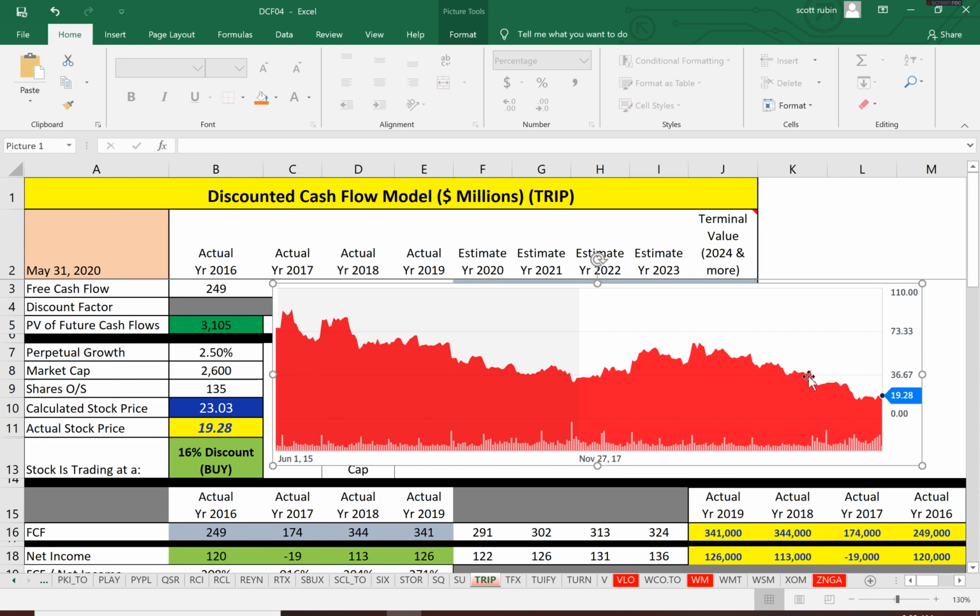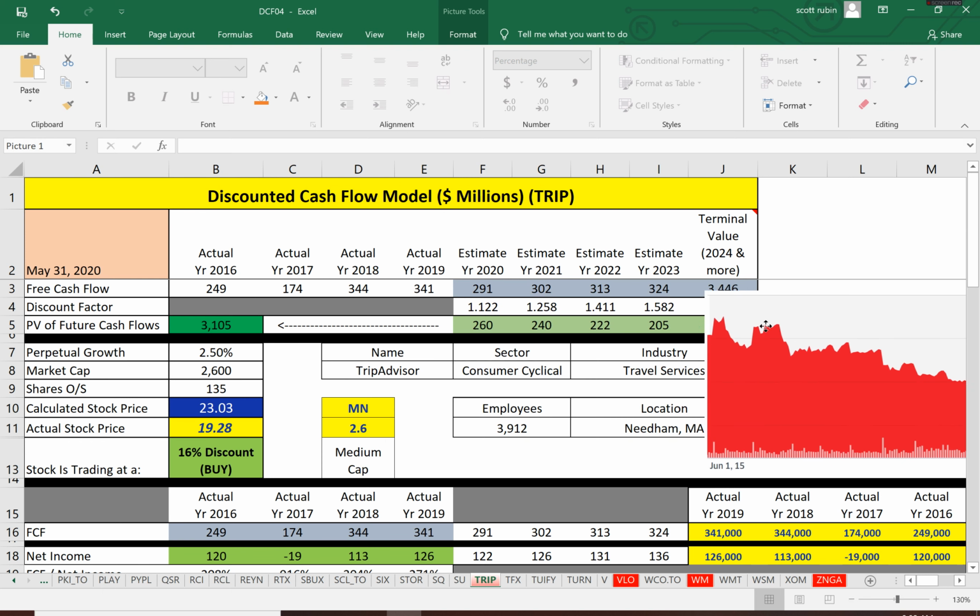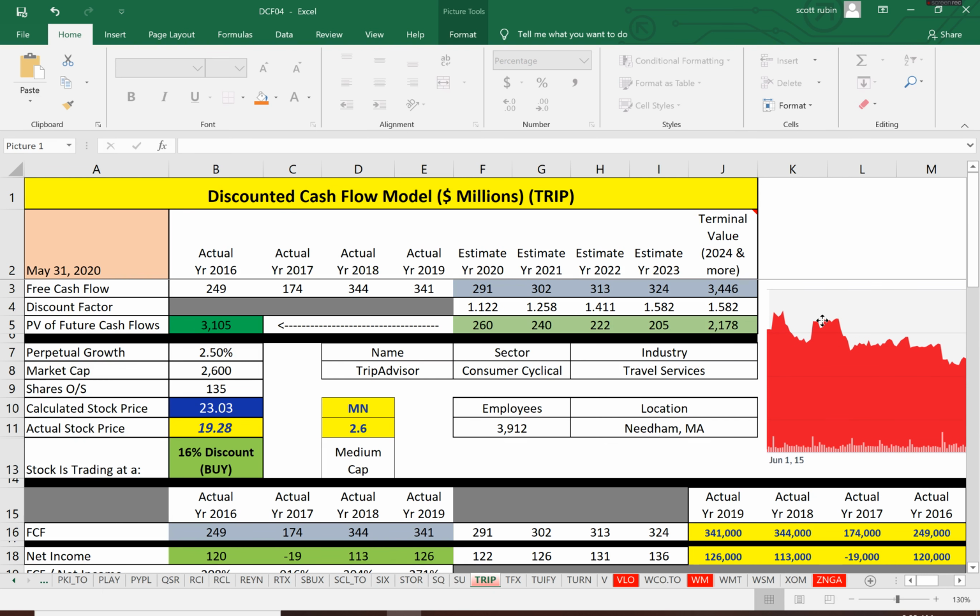And you can see it was trading much higher than $23 a few months ago. It's come back down because I'm sure TripAdvisor has not been getting much business with the global pandemic going on. Most people are not traveling. But I'm sure that's going to change once all the shutdowns get lifted and people forget about coronavirus.